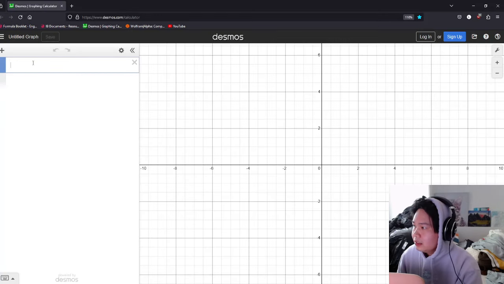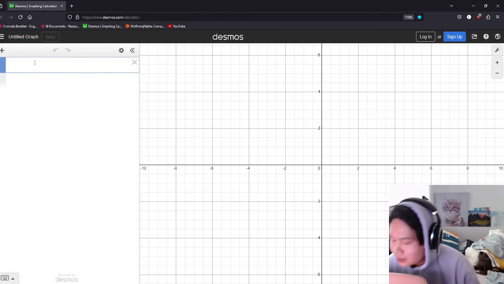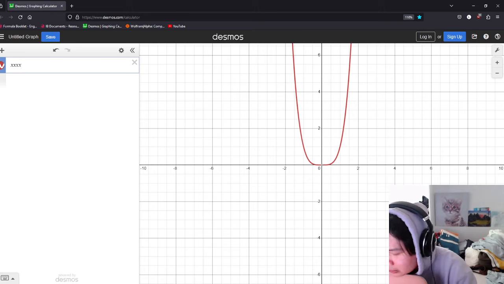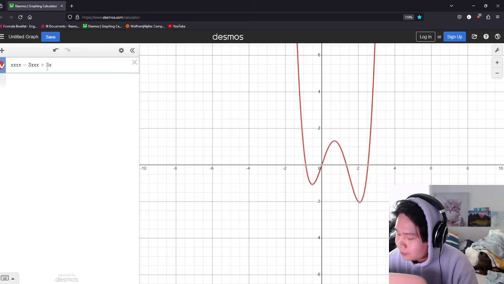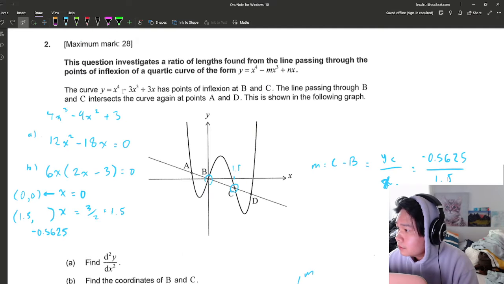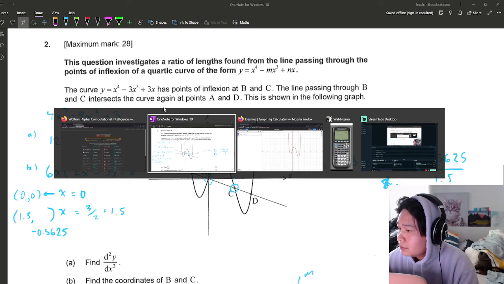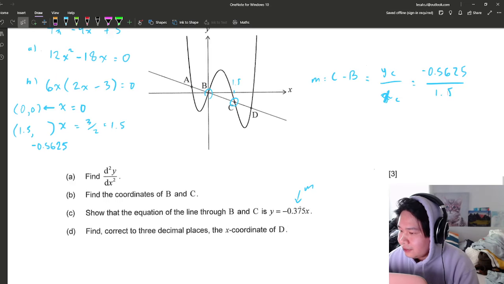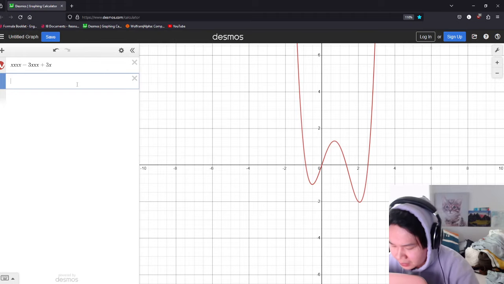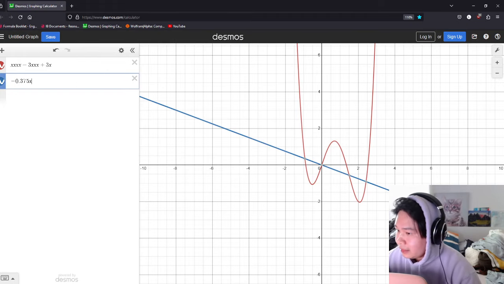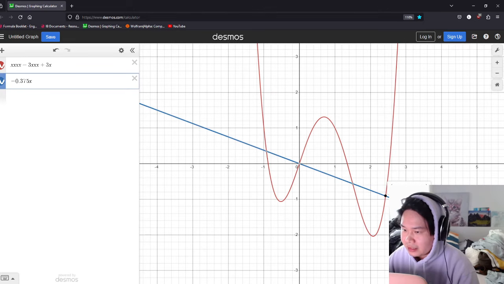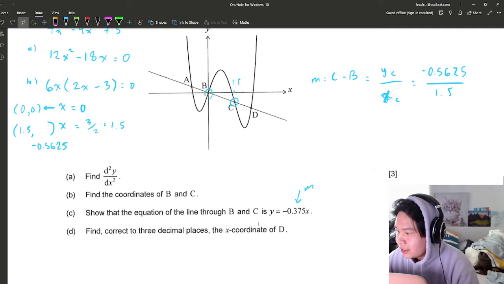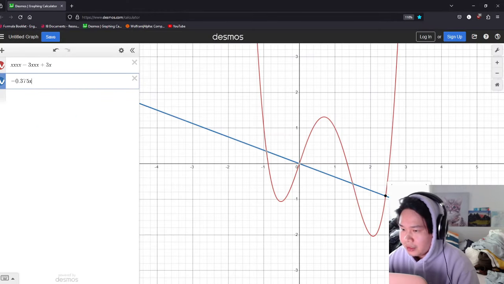So for that, I'm going to use Desmos. Let me show it here. Okay, what was the function? x to the power of 4 minus 3x to the power of 3 plus 3x, right? And then it's 0.375 for the linear one. So minus 0.375x. And then, like I said, all your GDCs can find a point of intersection right there. And then what do they want? The full coordinate or just the x coordinate? Just the x coordinate. So 2.427.